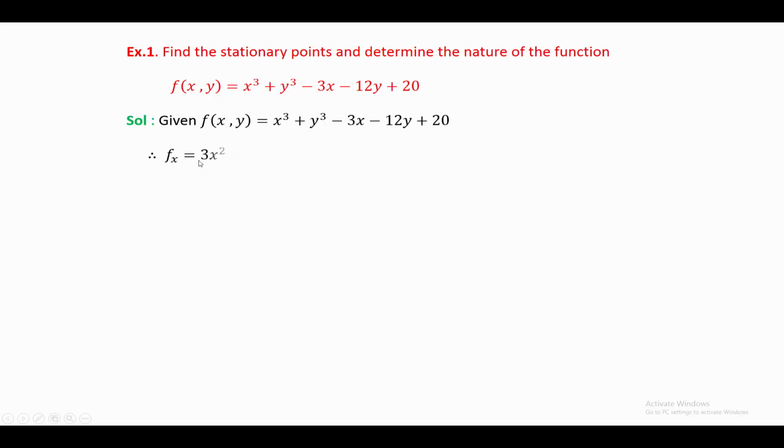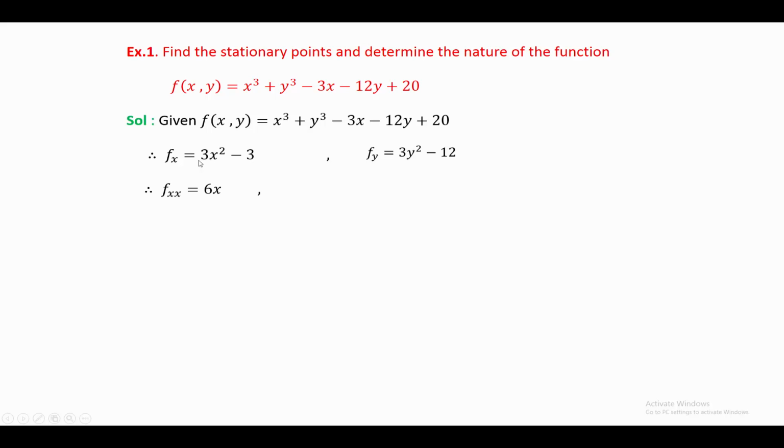So first one, fx, the partial derivative of function f with respect to x, is 3x square. Derivative of y cube is 0, minus 3, derivative of 12y is 0, derivative of 20 is 0. Then fy, the partial derivative of function f with respect to y: derivative of x cube is 0, derivative of y cube is 3y square, derivative of 3x is 0, minus 12, derivative of y is 1, and derivative of 20 is 0.